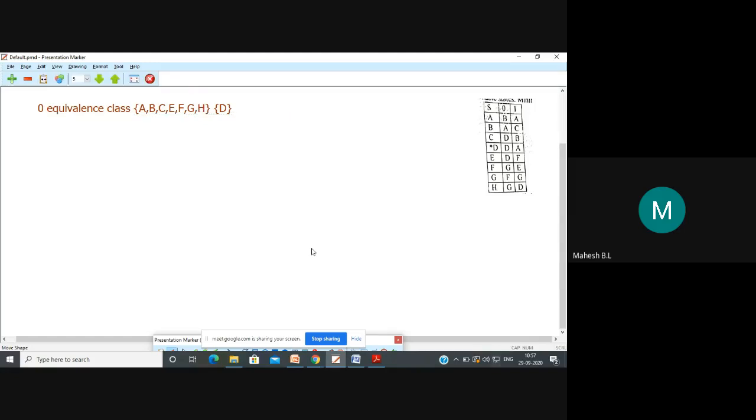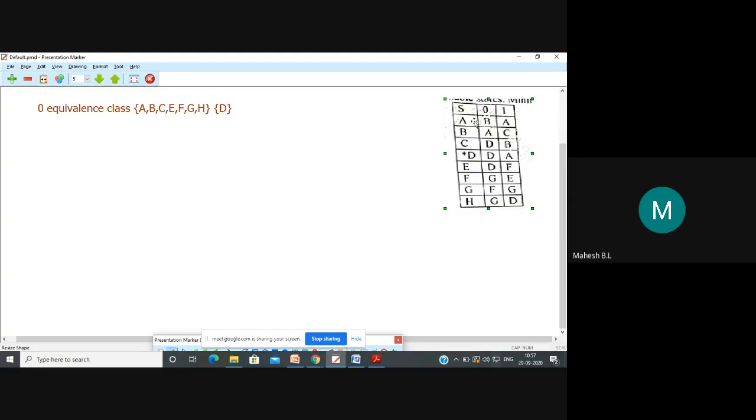Next, let's see the transitions. A on 0 and 1 goes to D, A; both are in the same class. B goes to A, C; both are in the same class. C goes to D, B; D is in one class, B is in another. Next, E goes to D, F. Then F goes to G, E; G and E are both in the same class. H goes to G, D. Okay, now we can partition.